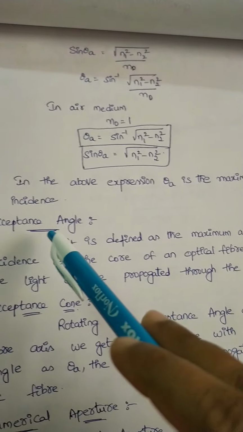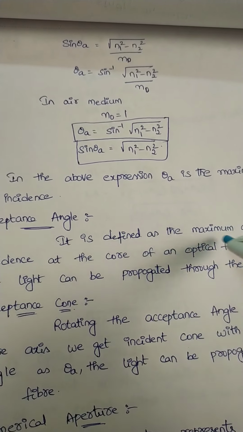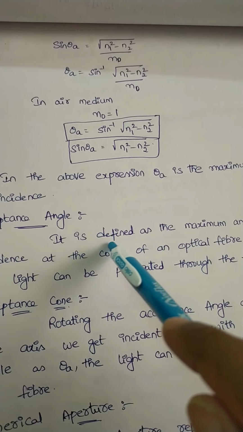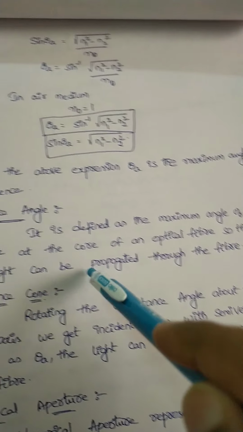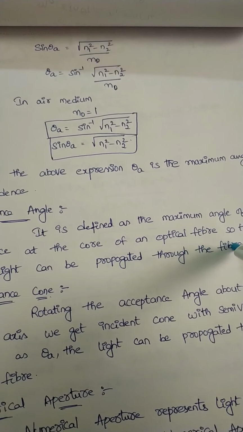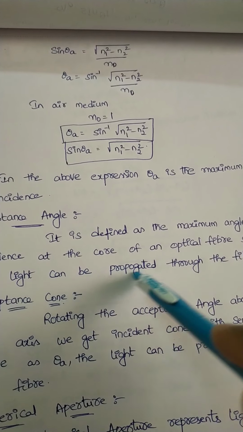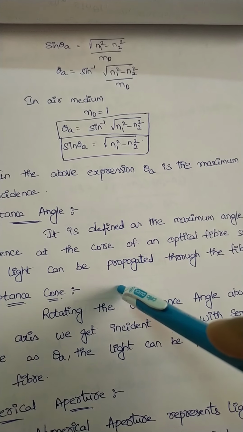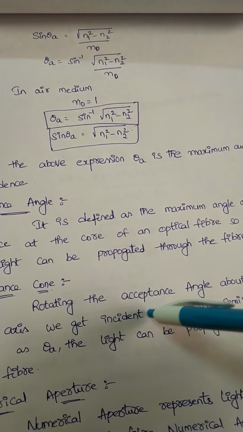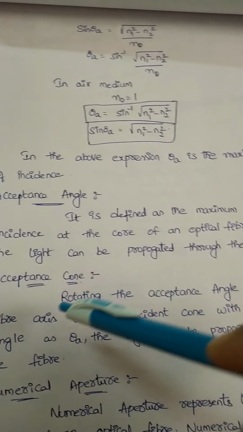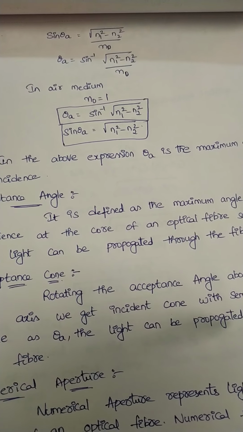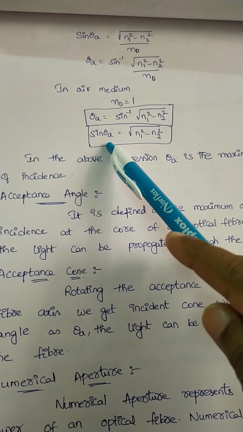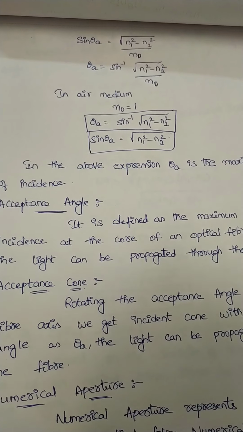So what is meant by the acceptance angle? It is defined as the maximum angle of incidence at the core of an optical fiber, so that the light can be propagated through the fiber. And what is meant by the acceptance cone? If we rotate the acceptance angle about the fiber axis, we get the incident cone with the semi-vertical angle theta A, so that the light can be propagated through the fiber.